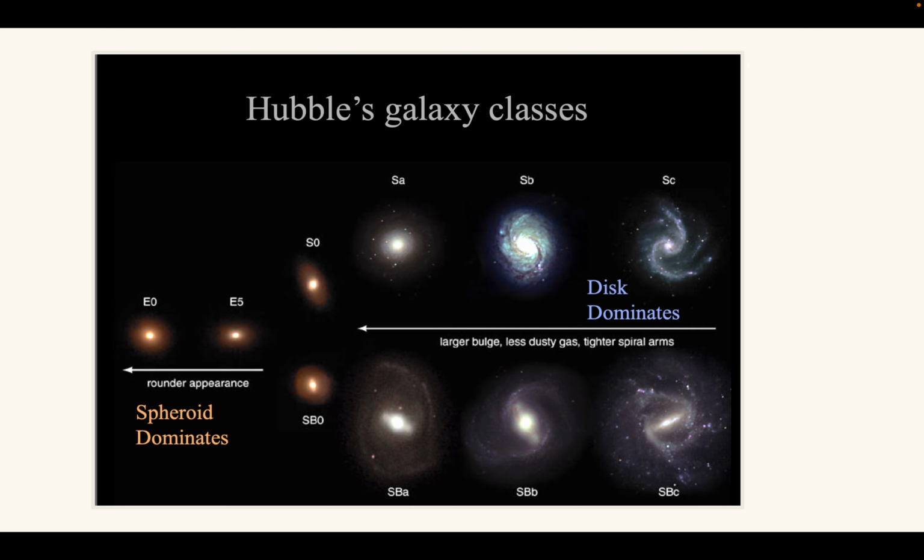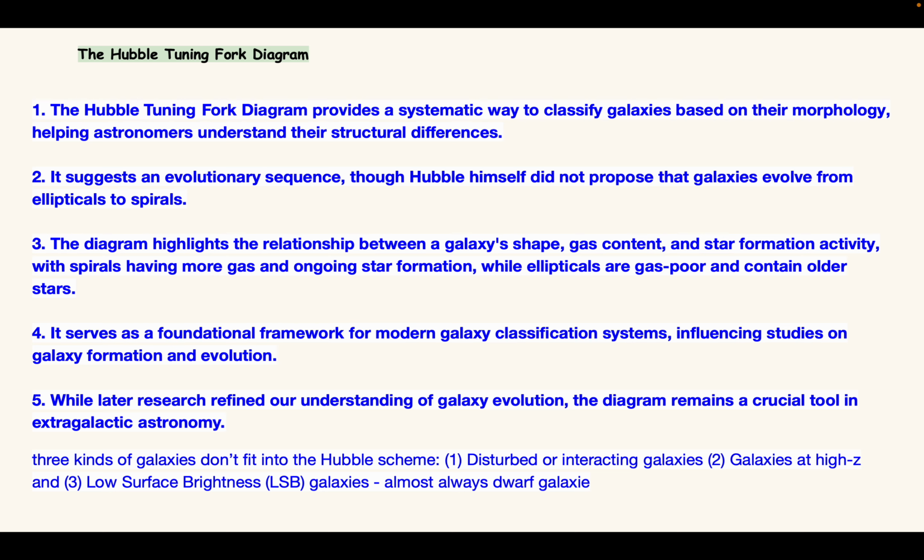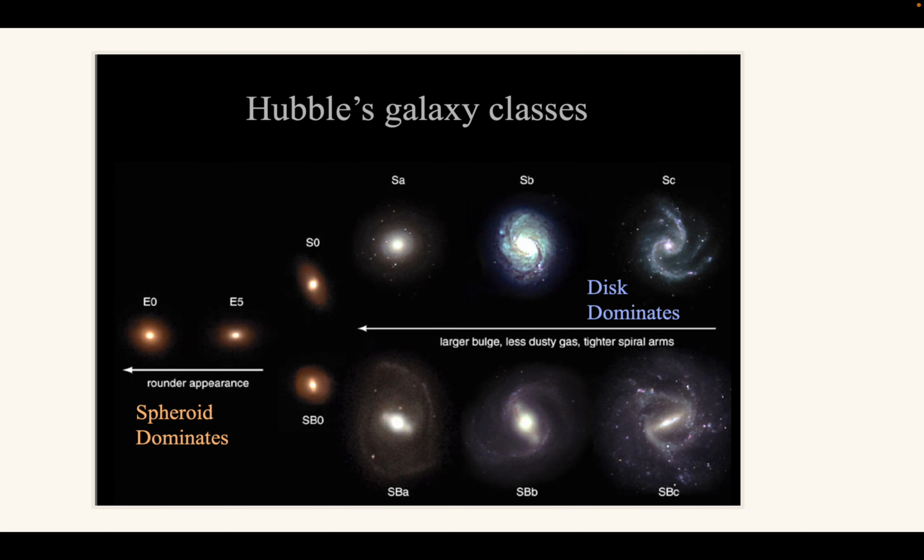The next thing we will discuss today is Hubble's galaxy classification. Hubble classified galaxies into different types: ellipsoid galaxy, spheroidal galaxy. So he said that the galaxies are of two types. One is spheroid dominated, and another is disk dominated.